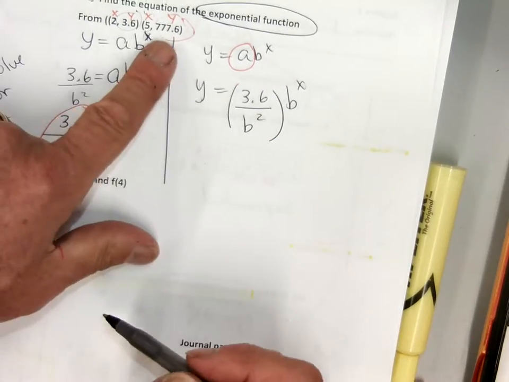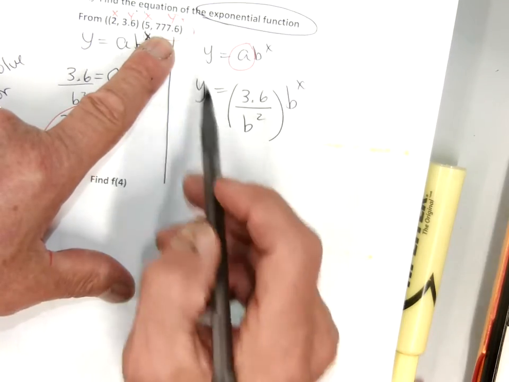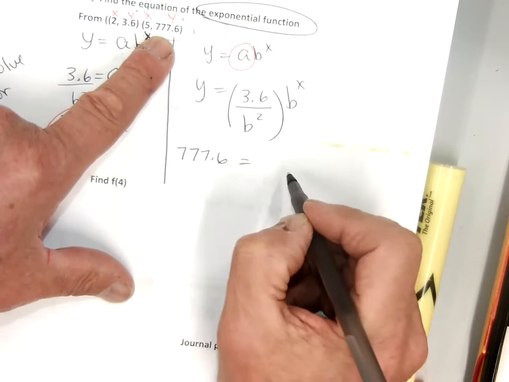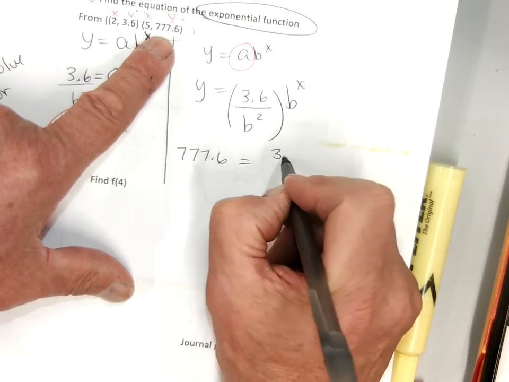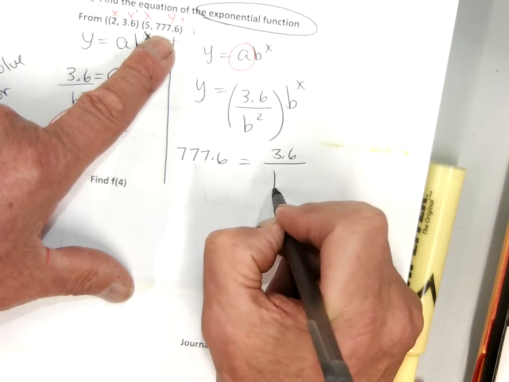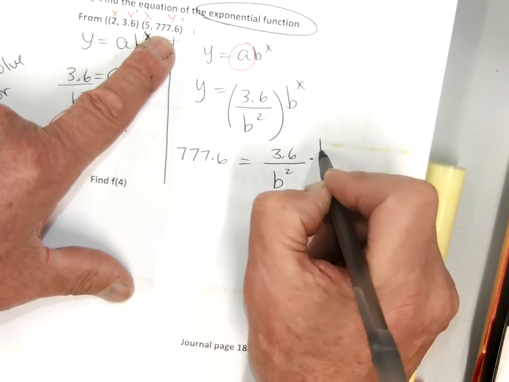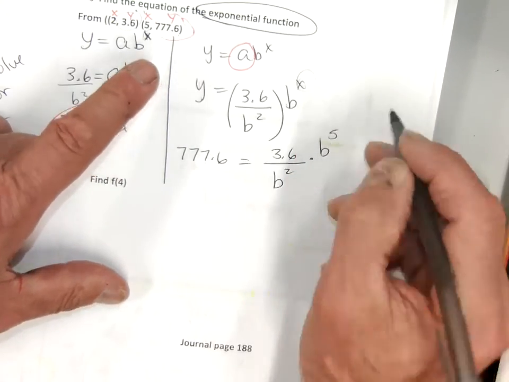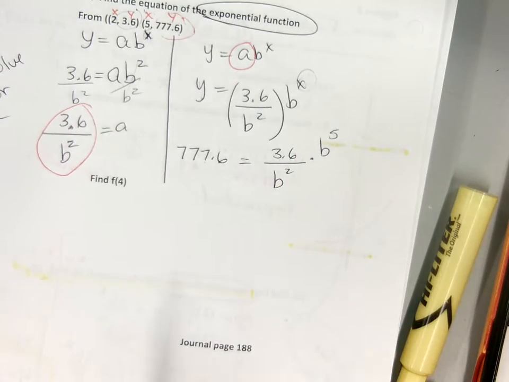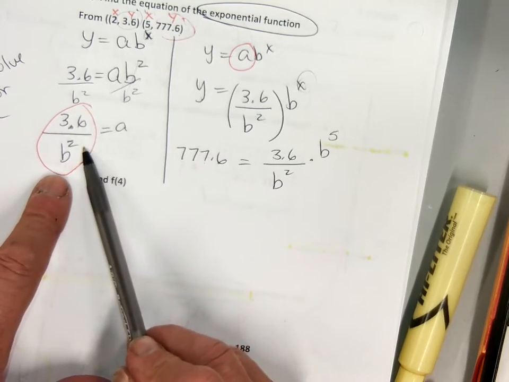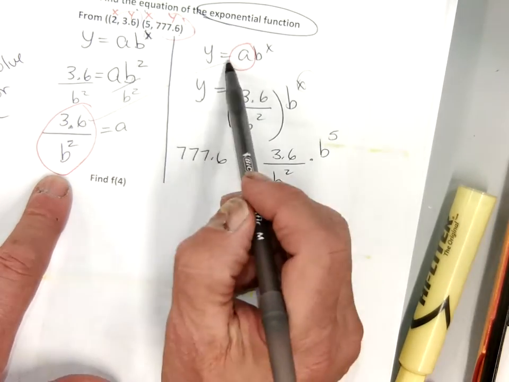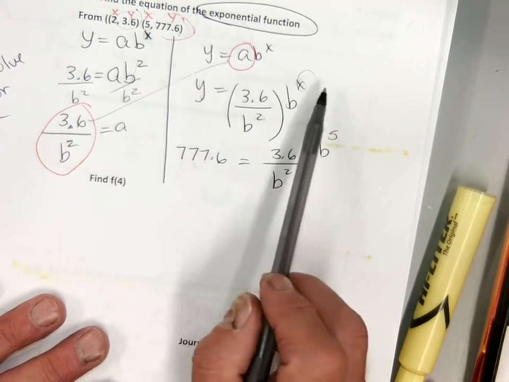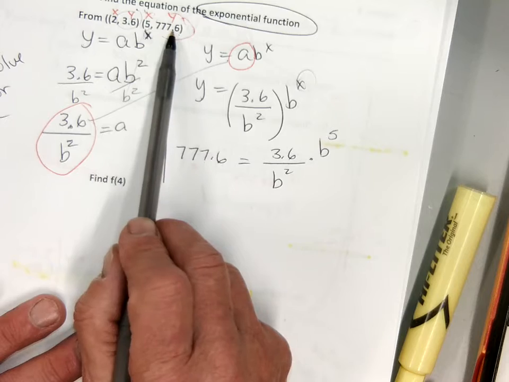So I'll put the 777.6 here equals my 3.6 over b squared times b to the, well, the x value is 5. So let's write 5. So what did I do? I made a couple of substitutions. I put the value of a in for a. And then I substituted my point: 5 goes in for x, 777.6 goes in for y.